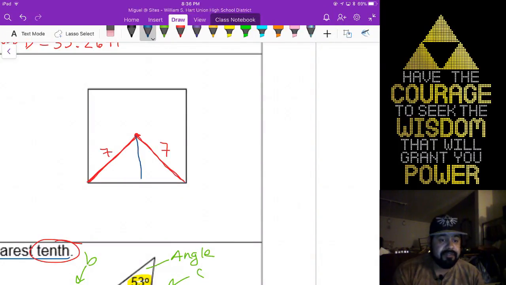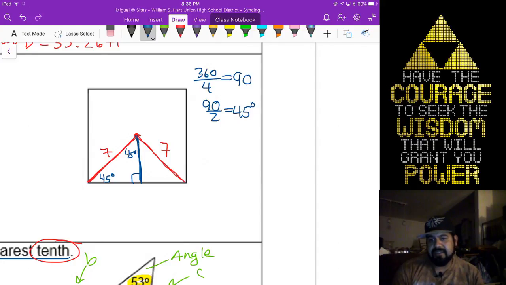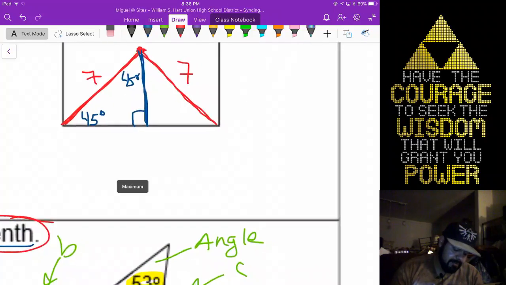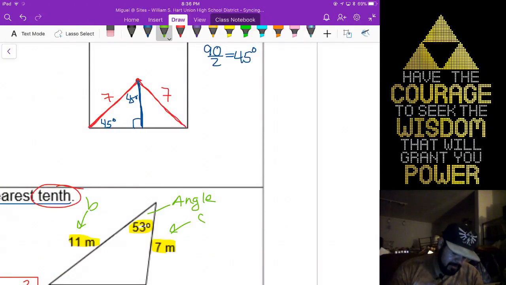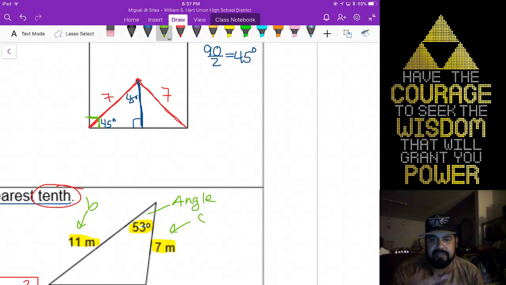Now there are 2 reasons why it's 45, 45, 90. If we do 360 divided by 4, we get 90. Take 90 divided by 2, you get 45. The other reason it's 45 degrees is if you remember in a square, all the corners are right angles. And since we have a diagonal cutting the angle, we just cut the 90 degrees in half, and you get your 45.